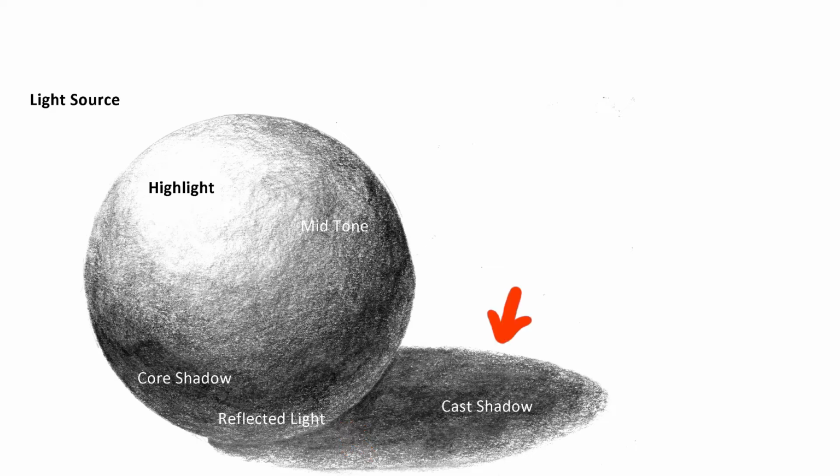Finally, all objects have a cast shadow. This is always directly opposite the light source and is shaped like a stretched out or flattened version of your object. The cast shadow is generally darkest directly under the object and may diffuse a bit the further away it goes. Its value is determined by how bright the light source is, as well as the local value of the surface it's cast on.